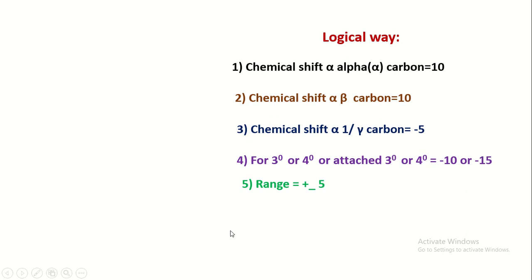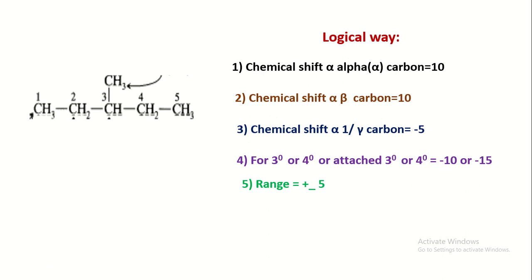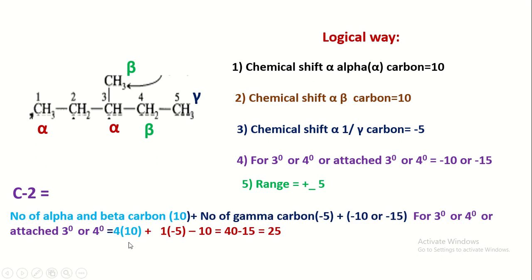Now determine the chemical shift of carbon number 2. The carbon number 1 is an alpha carbon. Carbon number 3 is an alpha carbon. Carbon number 4 is a beta carbon. CH3 is also a beta carbon with respect to carbon number 2. C5 is a gamma carbon. Therefore, the total number of alpha and beta carbons is 4. Therefore, 4 into 10. One gamma carbon is present. Therefore, 1 into minus 5.